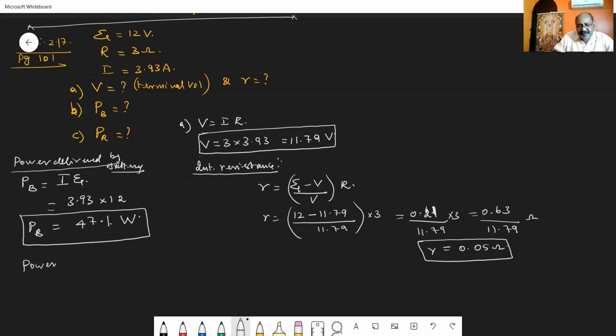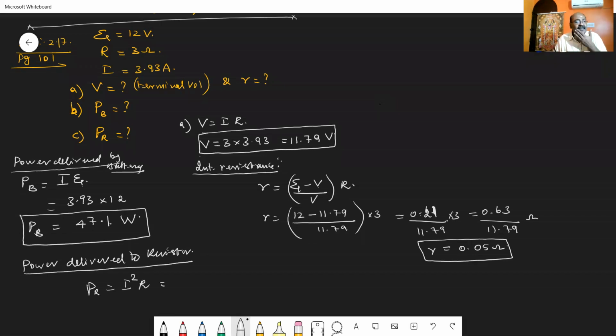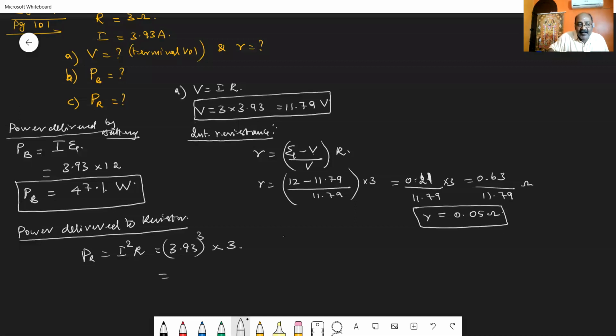Similarly, the next one asks for the power delivered to the resistor. Power delivered to the resistor, the last question. This P_R is equal to I square into R losses. What is that I square into R? I square is 3.93 the whole square, multiplied with R, which is 3. On simplifying this, we will be getting the answer as 46.3 watt. So that is the power delivered to the resistor.